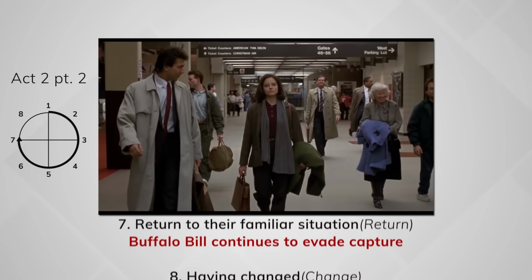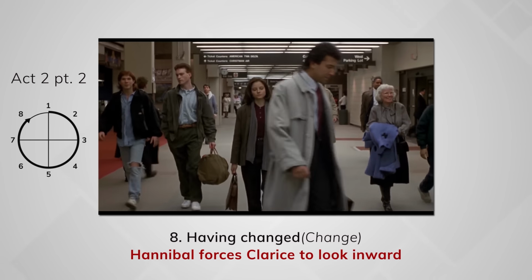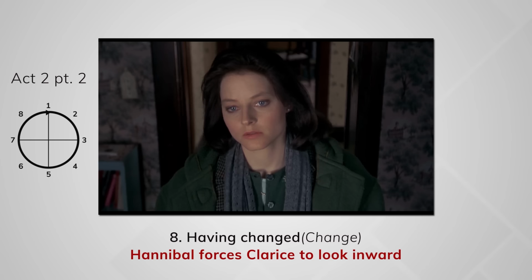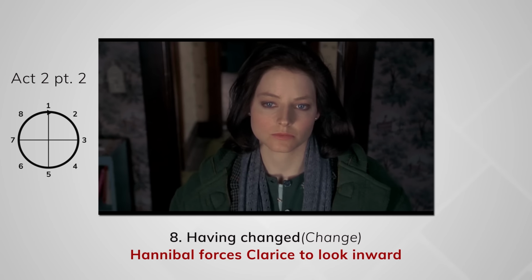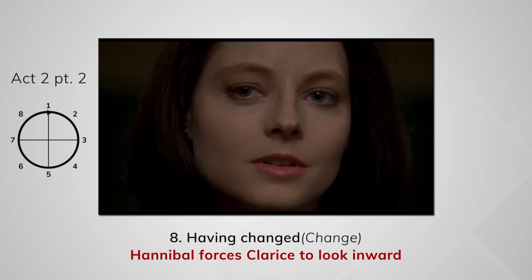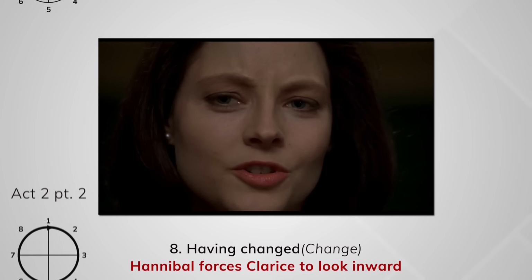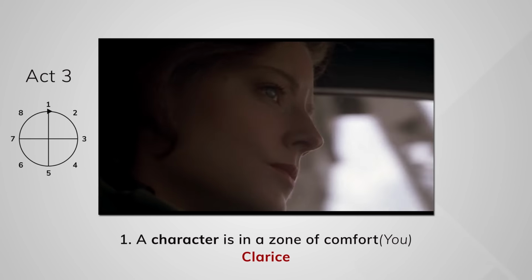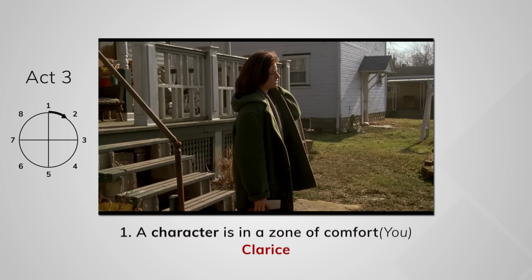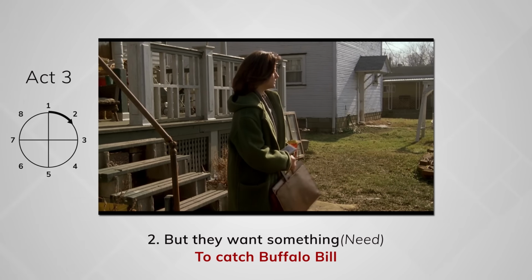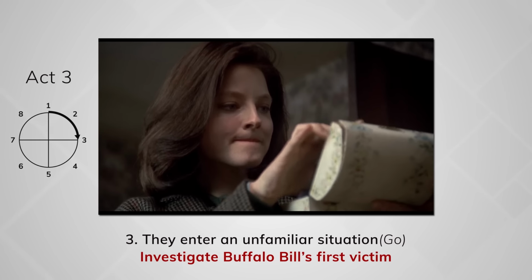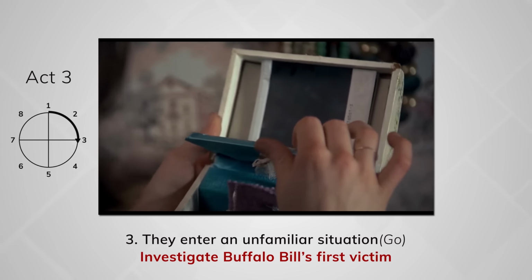Hannibal has forced Clarice to become aware of her deeper motivations. He has shown her why she wants to save Catherine so badly, and why she wants to become an FBI agent. Hannibal has shown Clarice that there is more at stake inside of her than she realized. In the third act, Clarice again is our character. Clarice's desire is still to become an FBI agent by finding Buffalo Bill. Clarice is placed into another unfamiliar situation when she sets out to learn about Buffalo Bill's first victim.